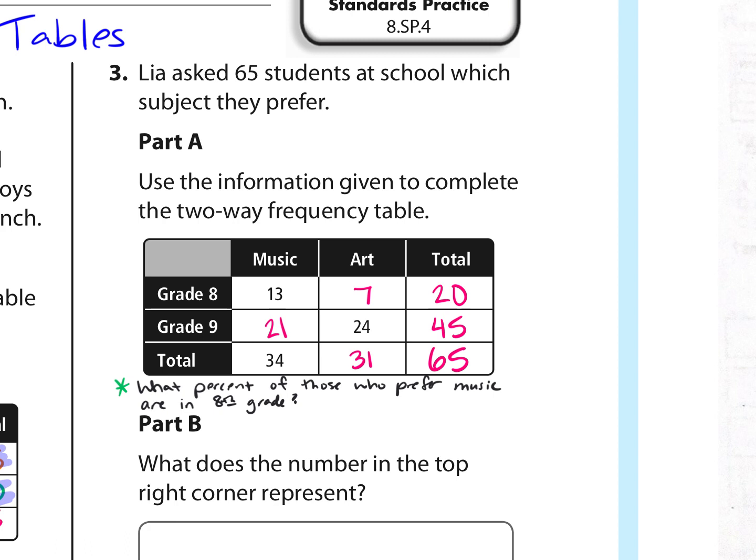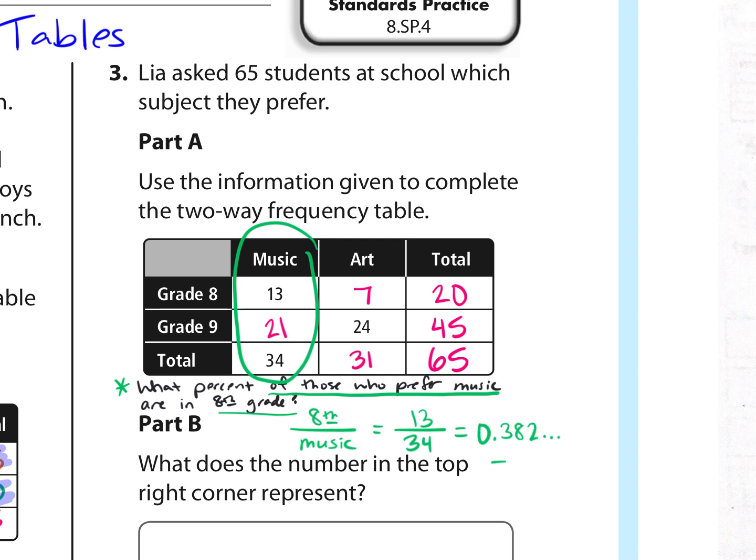Now I have a little question added right here. What percent of those who prefer music? So often it's saying of some group. So of those who prefer music are in 8th grade. So I'm going to look at the total music. It's this column, and the total is 34, and 13 of those are 8th graders. So I'm just going to get a percentage here. I'm going to divide and get 0.382 and that equals about 38%.